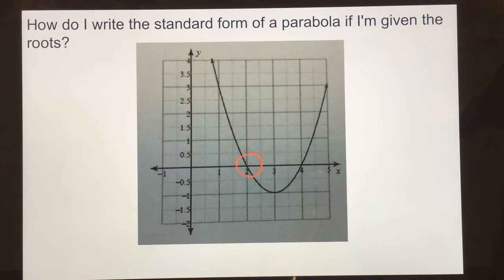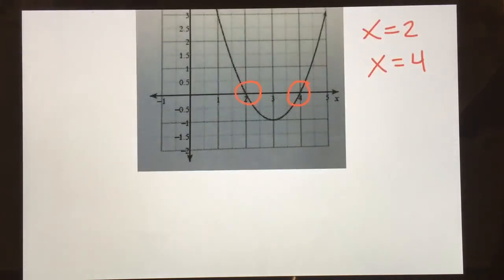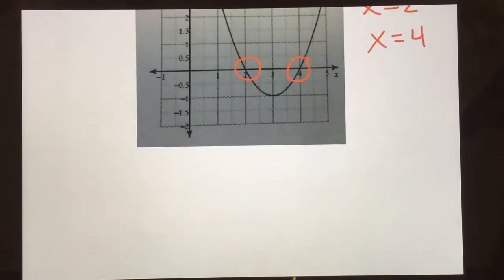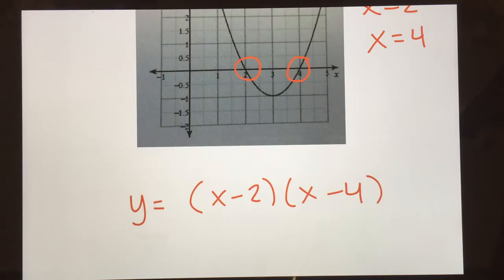So here we have an x-intercept of 2, and here we have an x-intercept of 4. So what I'm going to go through is I have to think about the parentheses that would have given me that picture, and the parentheses that would have done that would have been x minus 2 and x minus 4. So I put the y equals in front because I'm writing the equation of something. You could also put f of x in front. Either one of those would be fine.